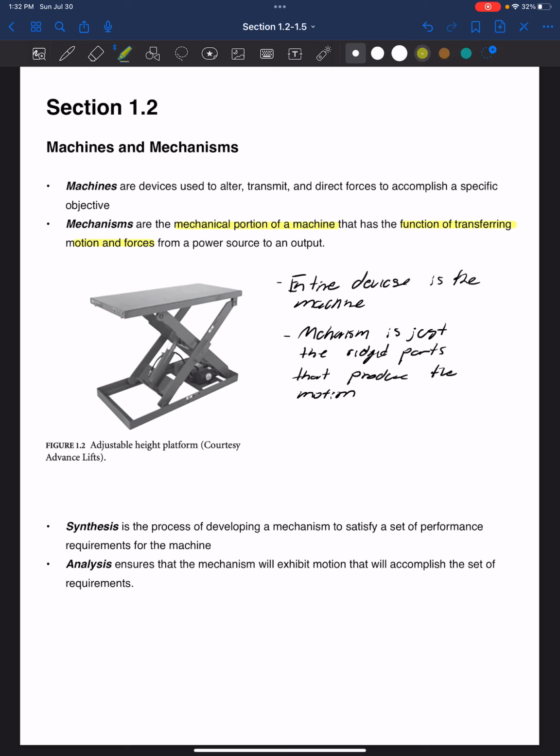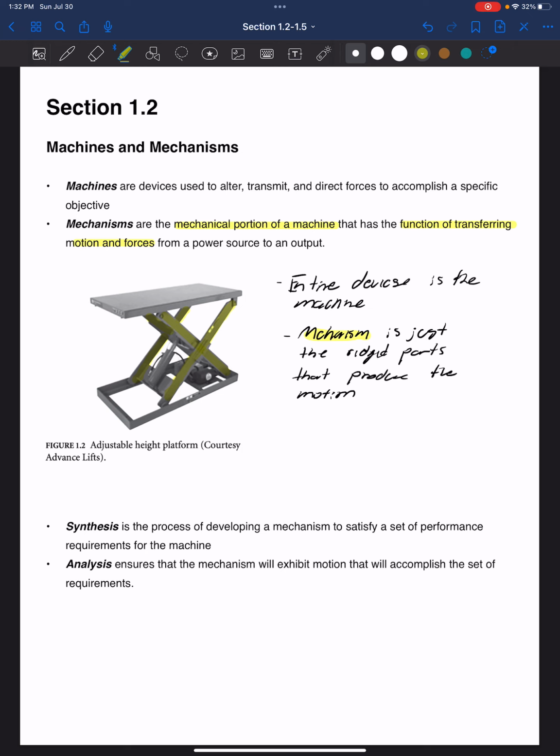So if we're looking at the mechanism, the mechanism is actually going to be what takes the power and the movement generated from the cylinder here and actually moves this platform. So the mechanism would actually be these linking bars that produce the motion.